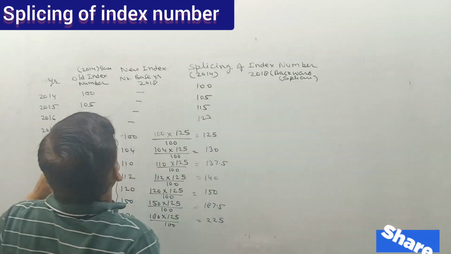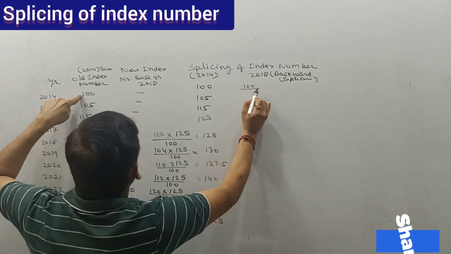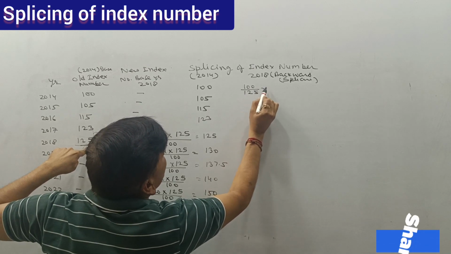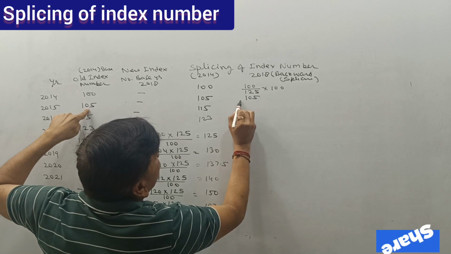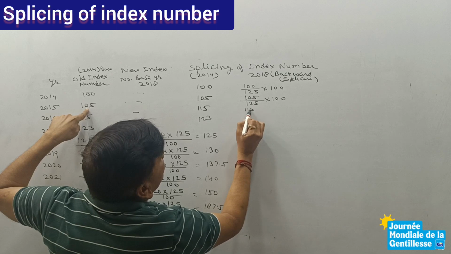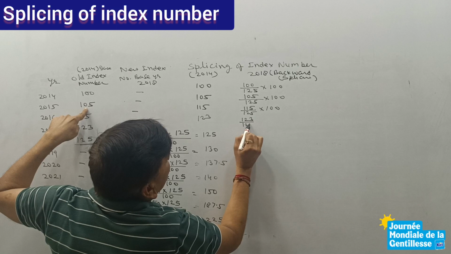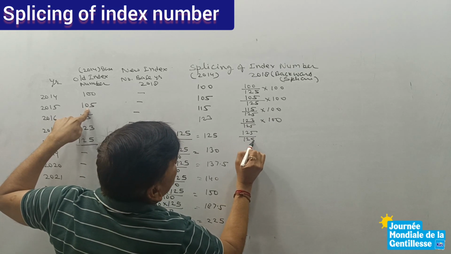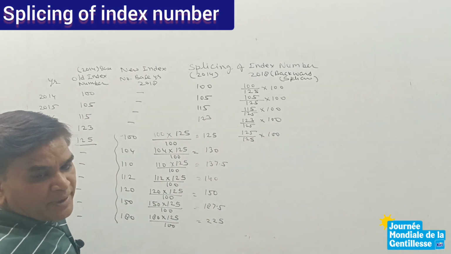For that, old index number of the current year divided by old index number of new base year multiply by 100. Then 115 multiply by 125 multiply by 100. 123 multiply 125 is divided, that is 100. 125 divided by 125 multiply by 100. So this will be the first one.